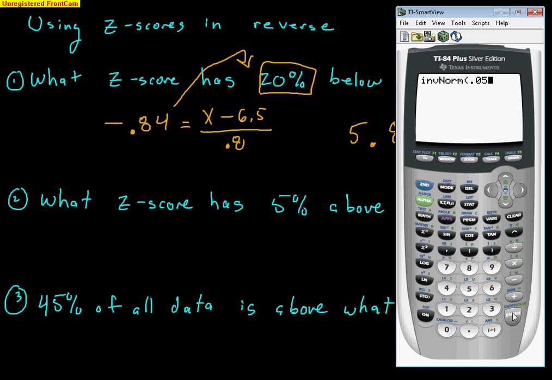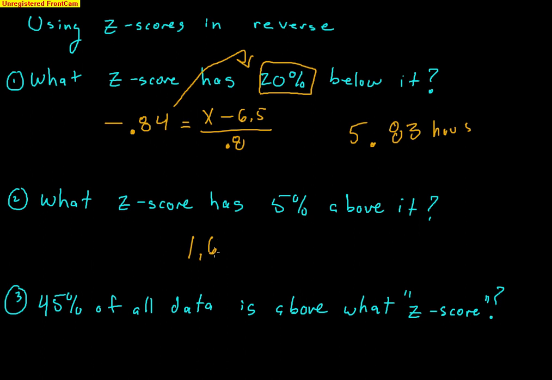So in this case, I'm going to put in, excuse me, I did that completely opposite of what I was meaning to tell you to. I'm going to put in 0.95. Again, invNorm must take the percent below. So 95% below is the same thing as 5% above. So 1.64 would be the z-score that has 5% above it. It also is the same z-score as 95% below it.